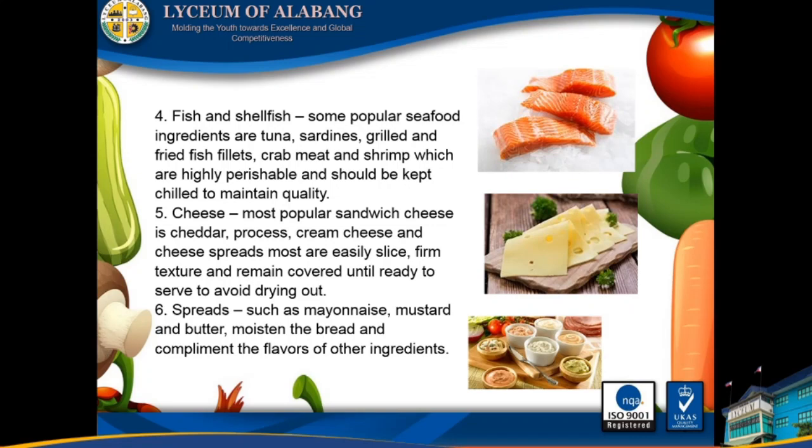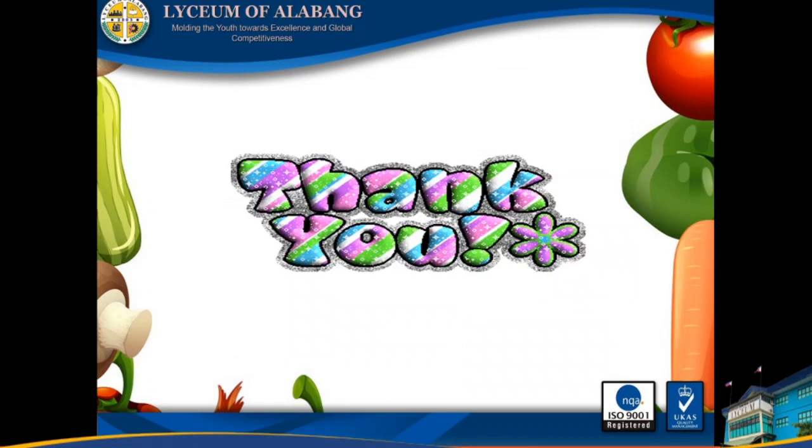Number 6 is spreads, such as, of course, mayonnaise, mustard, and butter that moisten the bread and complement the flavors of other ingredients. So that is the end of our lesson.